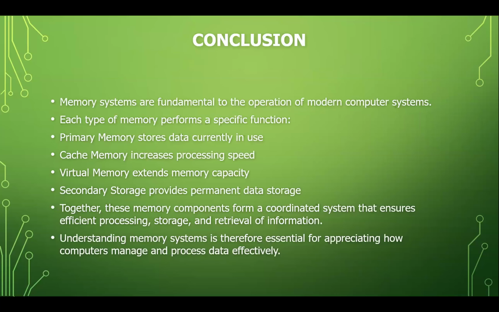To wrap up, let's reflect on what we've explored today. The memory systems are fundamental to computer operation. Without them, the CPU would have nothing to process and no way to store results. Each type of memory plays a specific role. The primary memory handles active data and system startup. The cache memory accelerates processing, and the virtual memory extends the memory capacity, while the secondary storage provides permanent long-term storage. Together, these memory components form an integrated system that ensures efficient processing, storage, and retrieval of information.